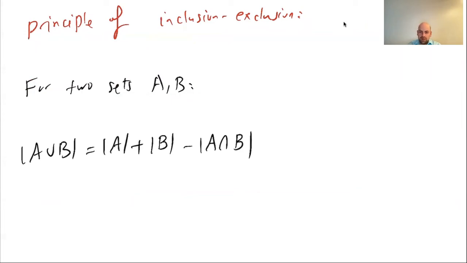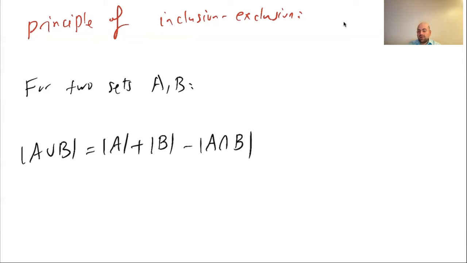Because if there are some common elements, right? So in the union, those common elements appear only once, right? So for example, let's say A is 1 and 3, and B is 1 and 5. In the union, I would have 1, 3, and 5. So 1 will appear only once.